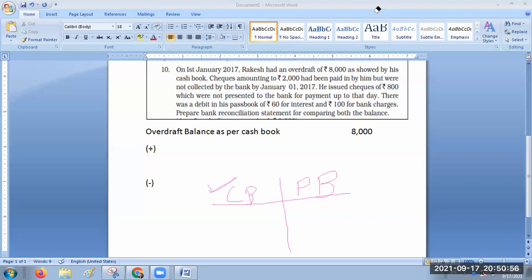Now you see the first one. Checks amounting to 2,000 had been paid by him, but were not collected by the bank. See, in the previous problem I mentioned, checks paid means they are deposited in the bank. Please remember, checks issued means minus. Checks paid means somebody has given us a check and we have deposited it in the bank. So here plus will be there, here minus will be there. So 2,000 rupees you have to add. This side plus is there, no? So you are going to add.